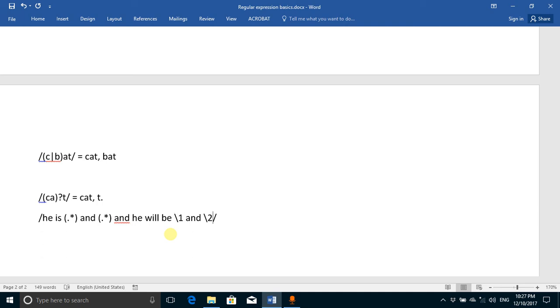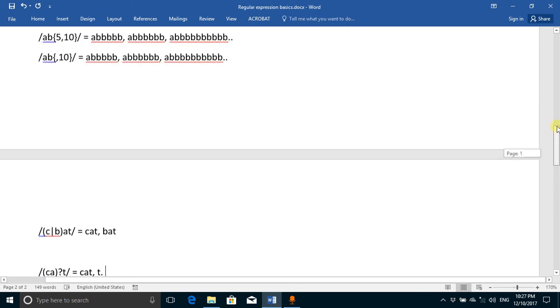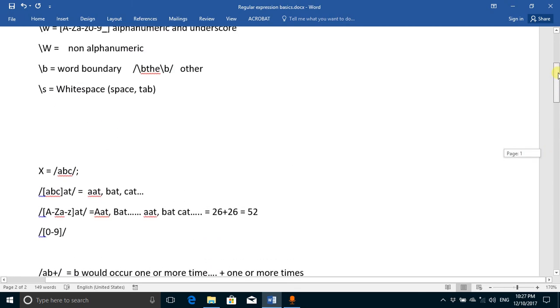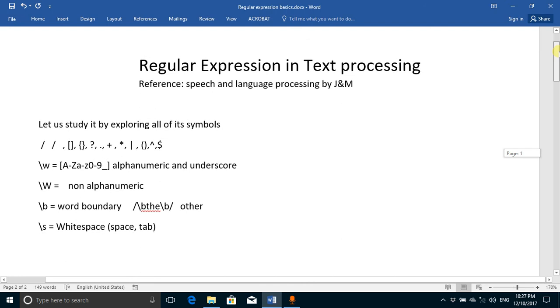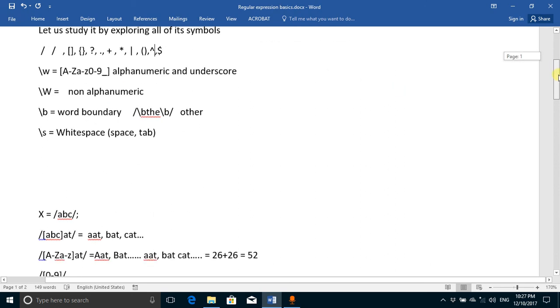And similarly, if there is a sentence like he is fit and smart and he will be fit and smart, that will also be cited by this regular expression. So this is the use of parenthesis, and let's check what is left. So these two symbols are left, so let's study them.